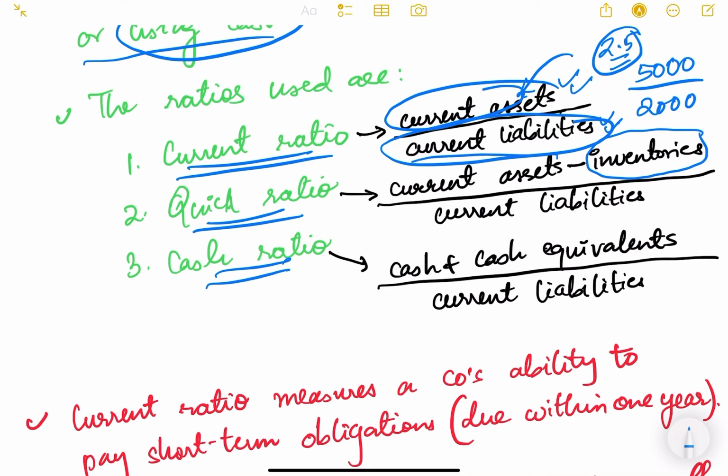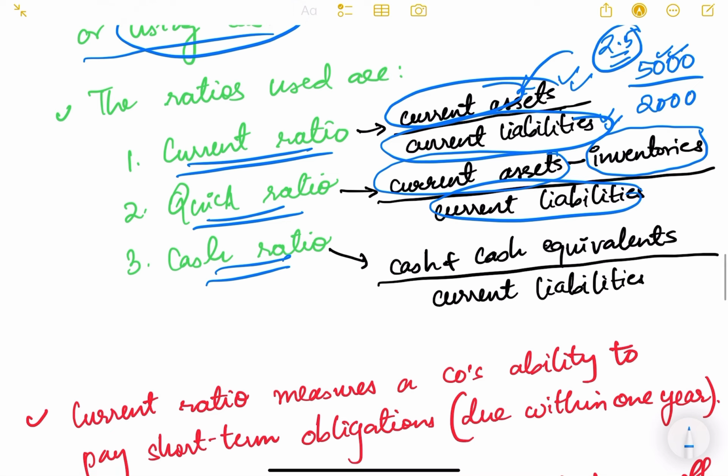So from all your current assets, including cash, cash equivalents, marketable securities, etc., you subtract inventories, and then divide by current liabilities. For example, if your current assets are 5,000 and inventories are 1,000, the remaining is 4,000, which is 5,000 minus 1,000, divided by the same 2,000. So your quick ratio becomes 2. So what does it say? Your quick ratio is 2, meaning what?